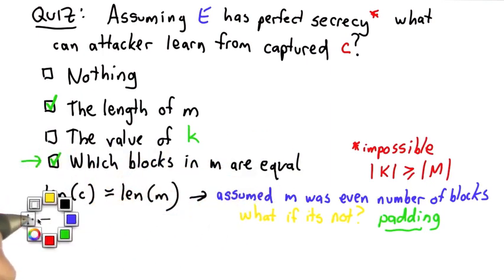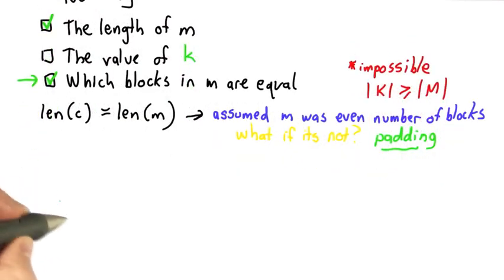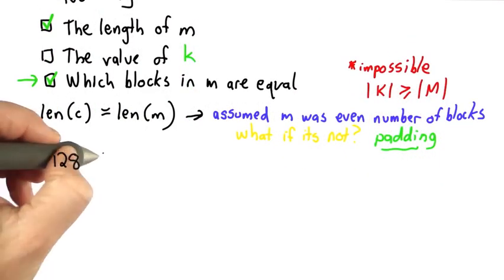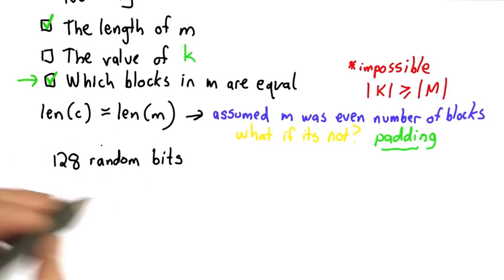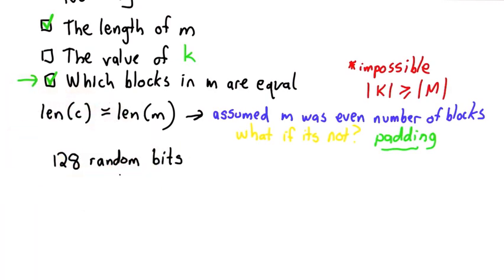This might not sound like such a big problem if we're thinking of the blocks as 128 random bits. Maybe the probability that two blocks are equal is actually very low. We'll see later this class it's not quite as low as you might guess. But the message is not random bits, right?